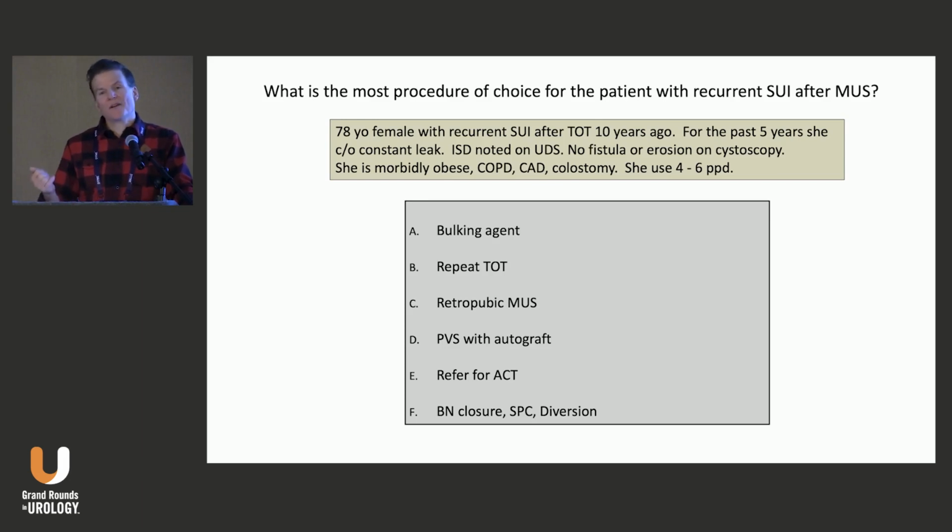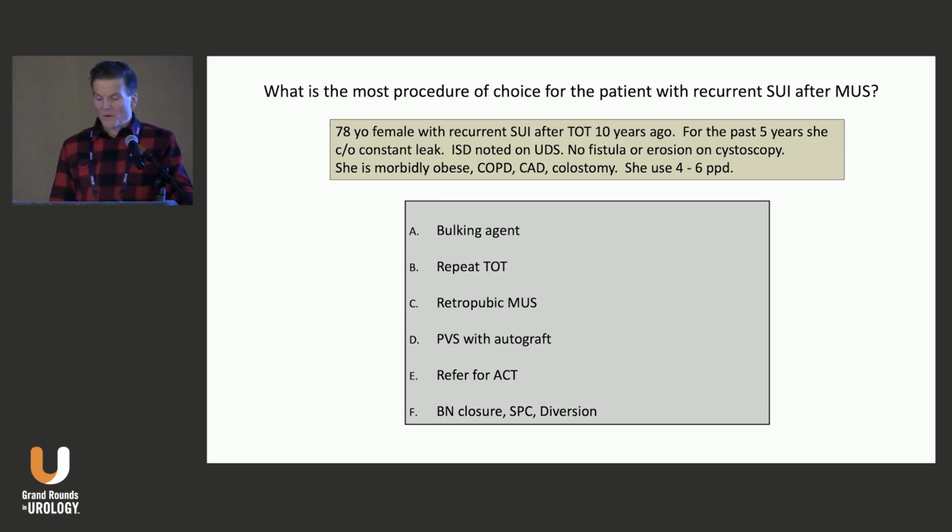If they got better, then it worked for them. That was probably the right diagnosis. Maybe it was a tensioning issue, or maybe over time they developed worsening ISD. So I really want to focus on that. If they got worse, it was too tight and they're obstructed, usually retention or de novo OAB.